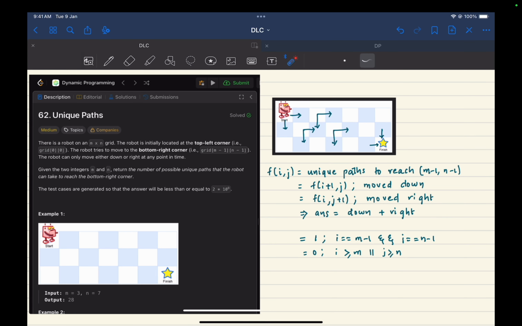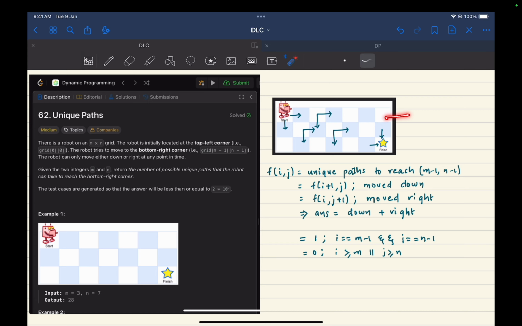Now what are the base cases we have? The moment I have reached m minus 1 and n minus 1, that means I have successfully traveled a path, right? That means it is one valid unique path. So I will be returning 1 once I reach m minus 1 and n minus 1.